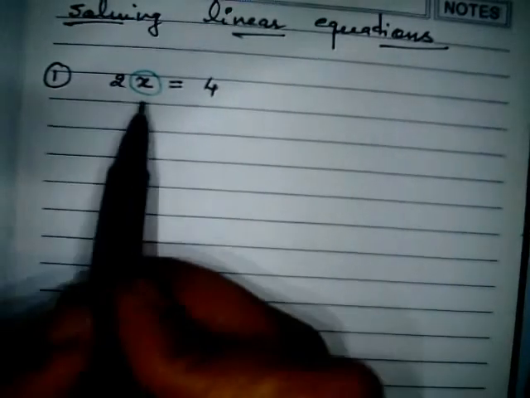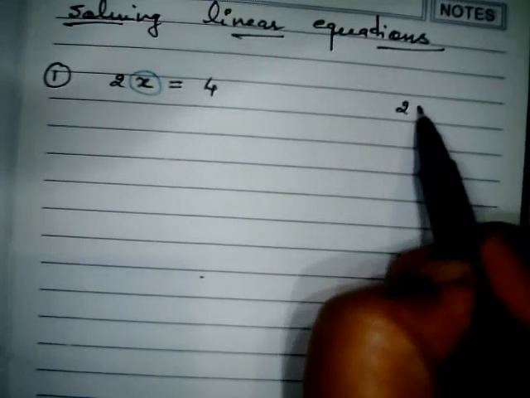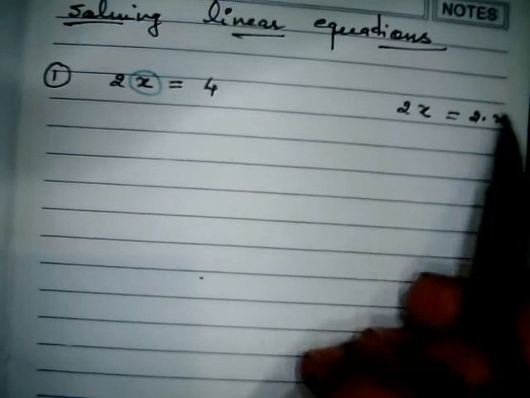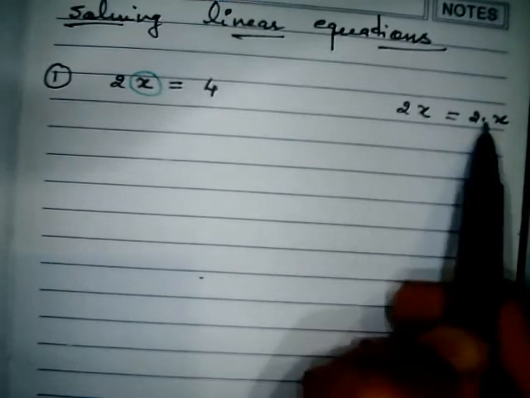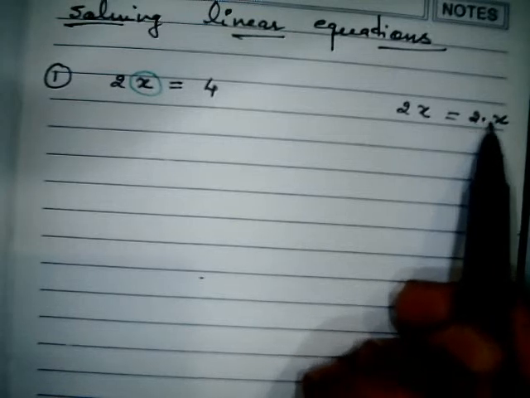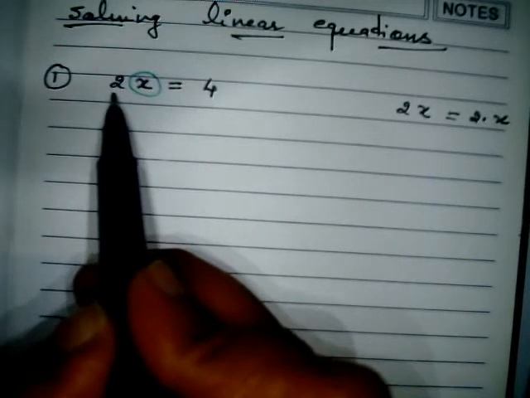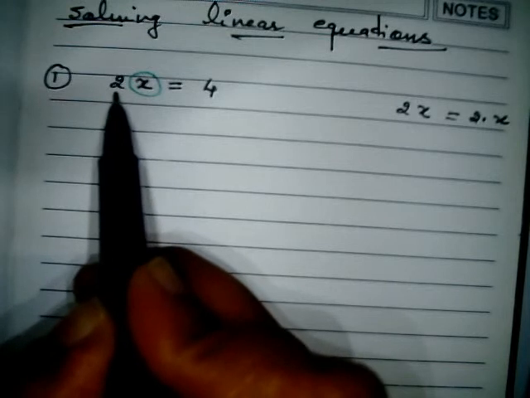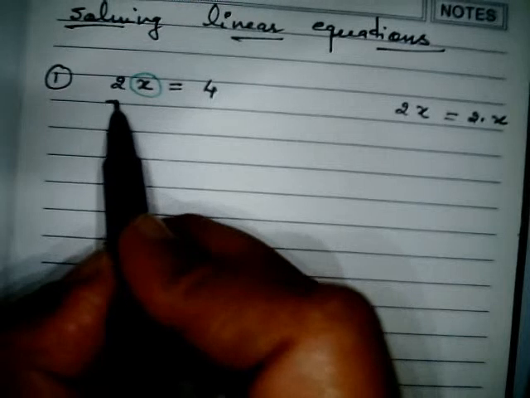This x is attached with 2, and what is the sign? 2x means 2 into x, but when no sign is placed, it ultimately means multiplication. Now when something is attached to the variable with the multiplication sign, how can we separate this 2 from x? I need to divide both sides by 2.